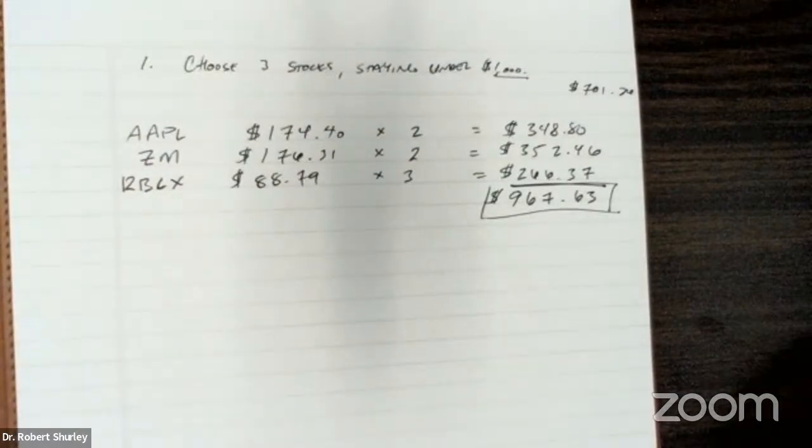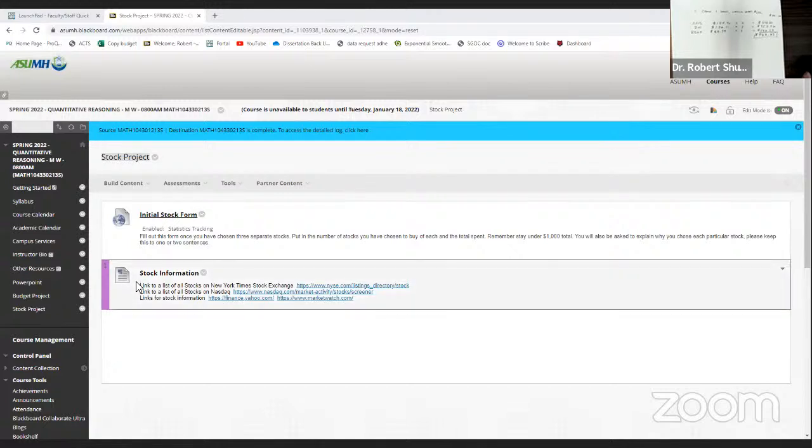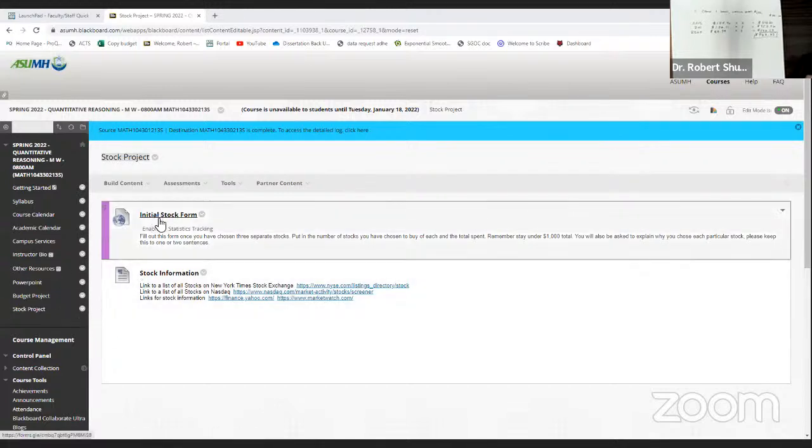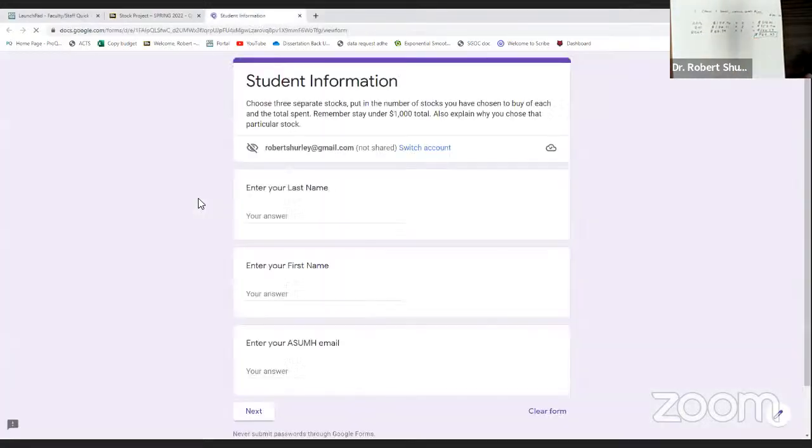Okay. So now I'm going to translate this over to the Google form that we need to fill out. So let's now go back to our Blackboard shell. And once you have those 3 stocks and the amount of each, you need to go into the initial stock form. Okay, and then I'm going to enter my last name, Shirley, Robert, my email address, my ASUMH email address. That's important, not your personal Gmail, your ASU email address, HMN home one.